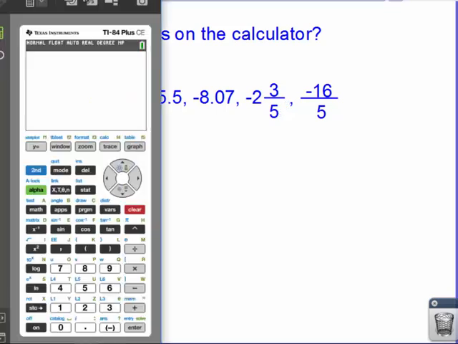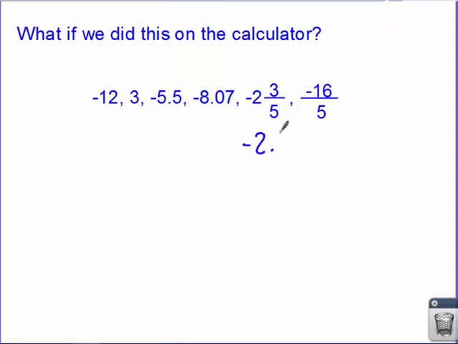So if we get our calculator up here, we've got 3/5. So what we're going to do is type in 3 divided by 5 and hit enter, and it gives us 0.6. So that means the decimal value for negative 2 3/5 would be negative 2.6, because this part is what turned into the decimal. And then we do the same thing for negative 16/5.